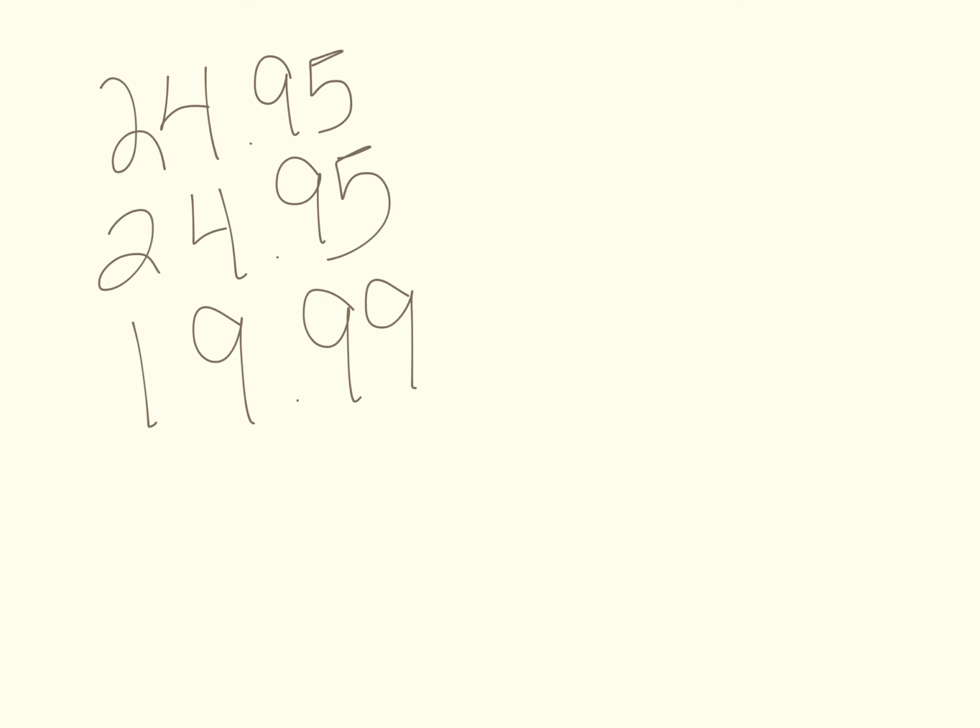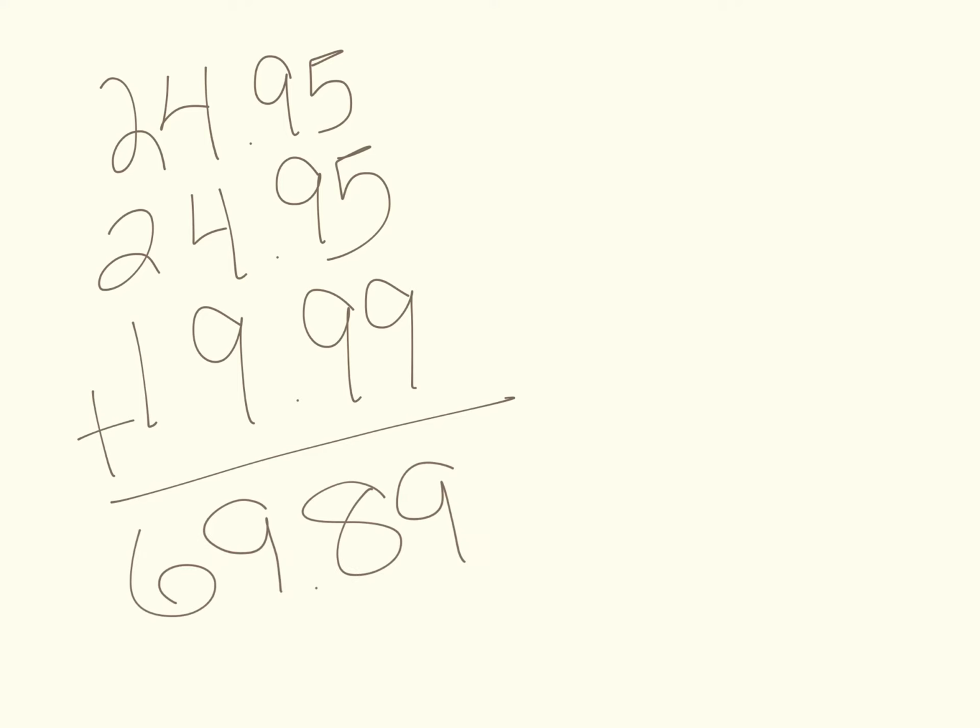All right, so here they are, $24.95, $24.95, and $19.99, 3 t-shirts. We need to find the total that those 3 shirts are going to cost. So go ahead and add them up. If you want to grab a calculator, go ahead. Pause the video and see if you get the same thing I get. So I got $69.89. That's the amount they would cost without a discount.